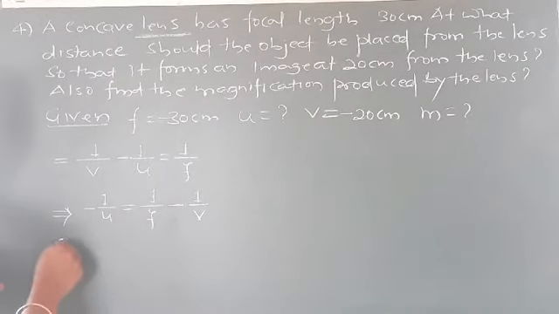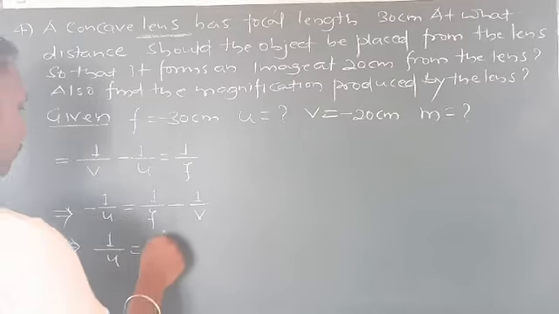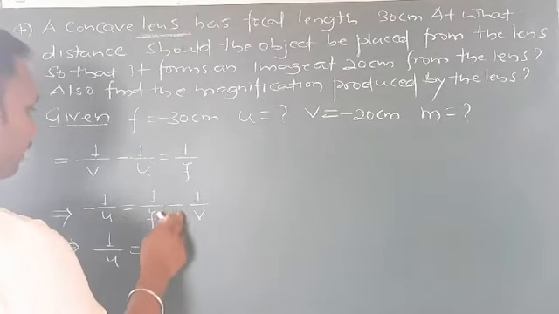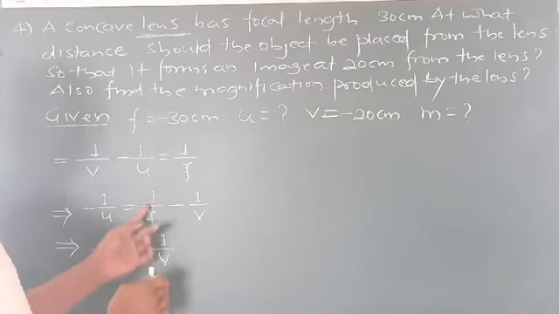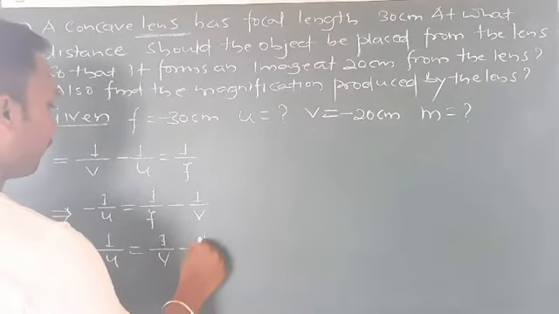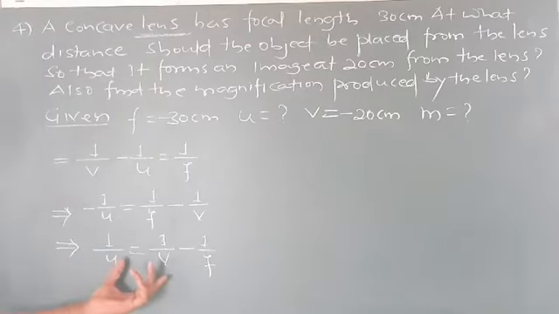Now here we have minus, so multiply throughout the equation by minus. Once you multiplied, 1 by u, this becomes 1 by positive. Minus becomes plus, and plus becomes minus 1 by f. So this is the equation we got.